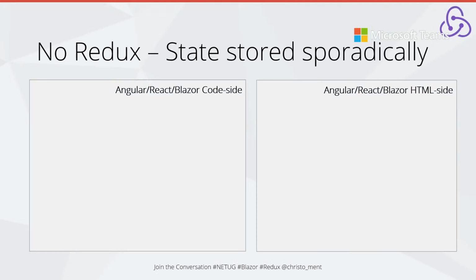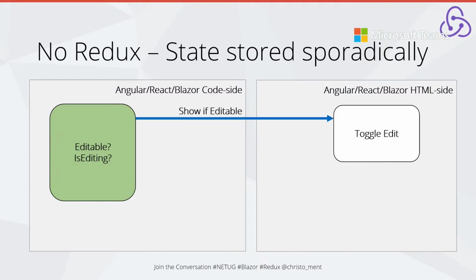I'll give you an example. You have a view that consists of one edit button and a form. We have two states. The first one is a Boolean, editable, which indicates whether we want to show the toggle edit button or not. Then when we press the toggle edit button, it will update the isEditing Boolean. So isEditing indicates that the current form is in edit mode.